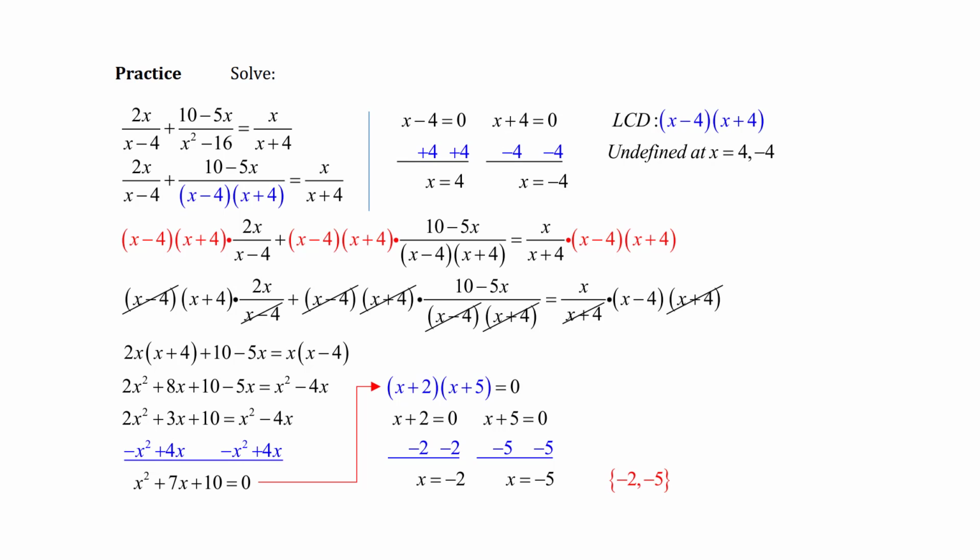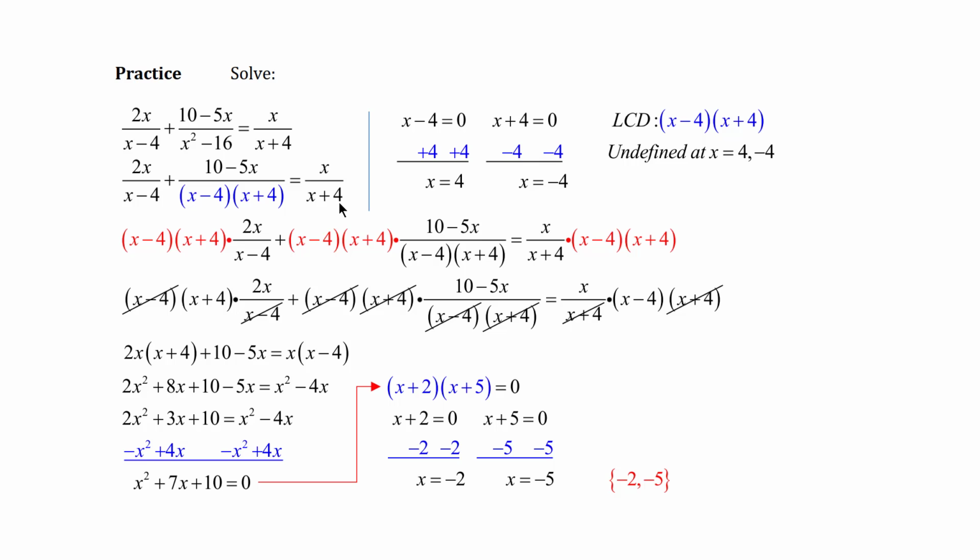Alright, so let's go over the solutions. First, we factor the denominator x squared minus 16 as the difference of squares, and we bring down all the other terms. The result is 2x over x minus 4 plus 10 minus 5x over parentheses x minus 4 times parentheses x plus 4 equals x over x plus 4.